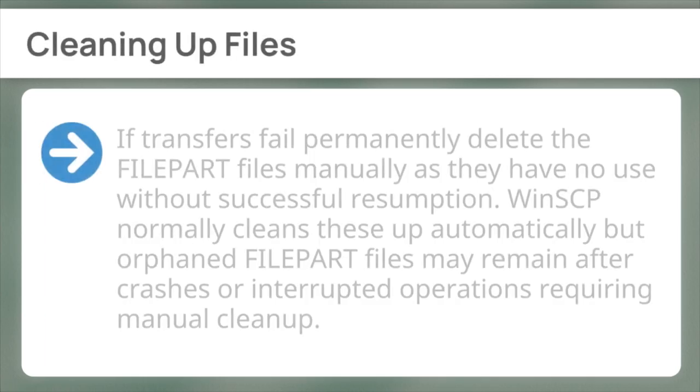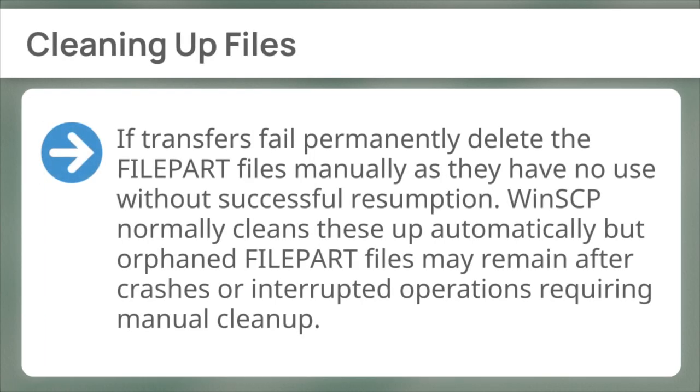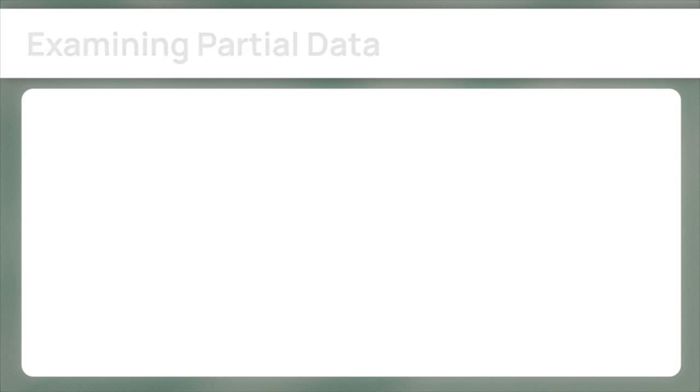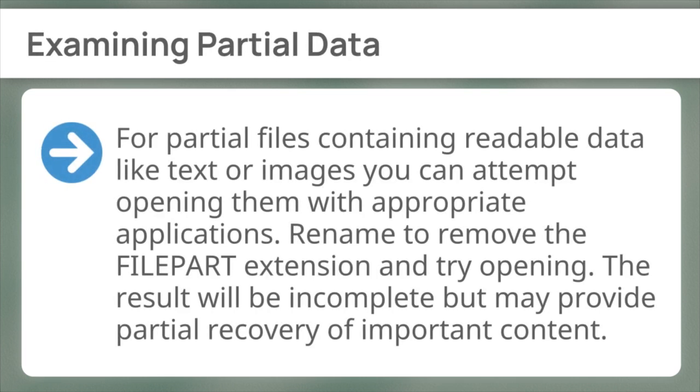Next, cleaning up files. If transfers fail permanently, delete the FILEPART files manually, as they have no use without successful resumption. WinSCP normally cleans these up automatically, but orphaned FILEPART files may remain after crashes or interrupted operations, requiring manual cleanup. Finally, examining partial data.